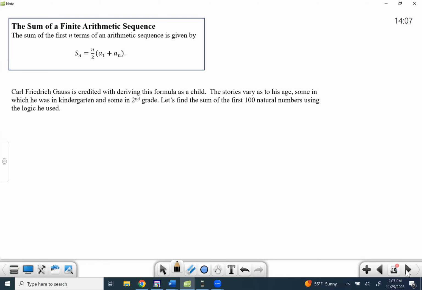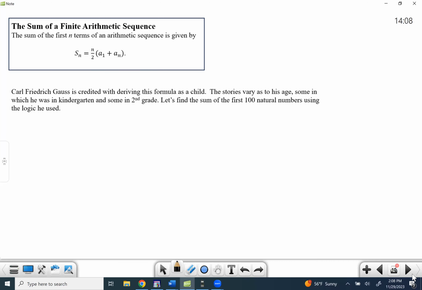So the formula is right here. This formula helps us add up the terms of a sequence, okay? The first n terms of a sequence. So let's go ahead and use it using his logic, and we'll show you where this formula comes from. So to find the sum of the first n terms, you're just going to have n divided by 2 times a sub 1 plus a sub n. I always say the first plus the last. Okay, so let's see here.